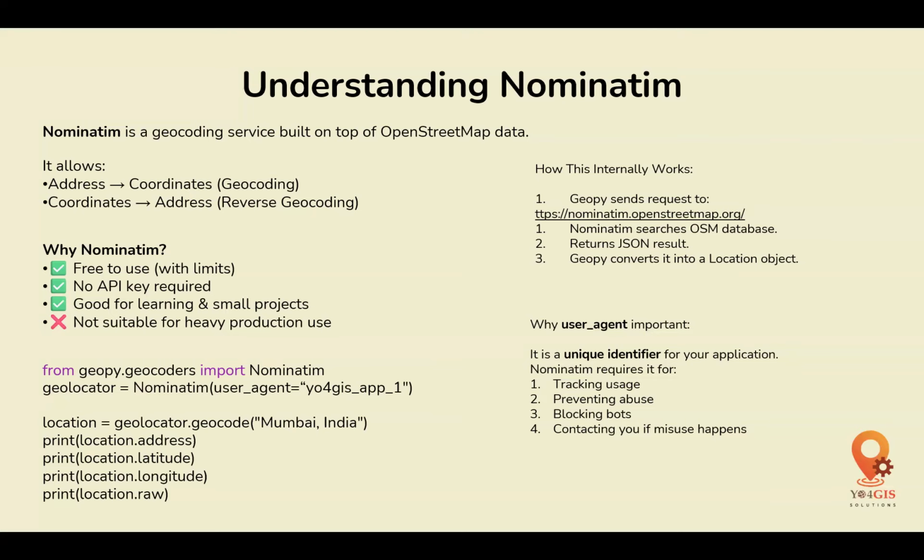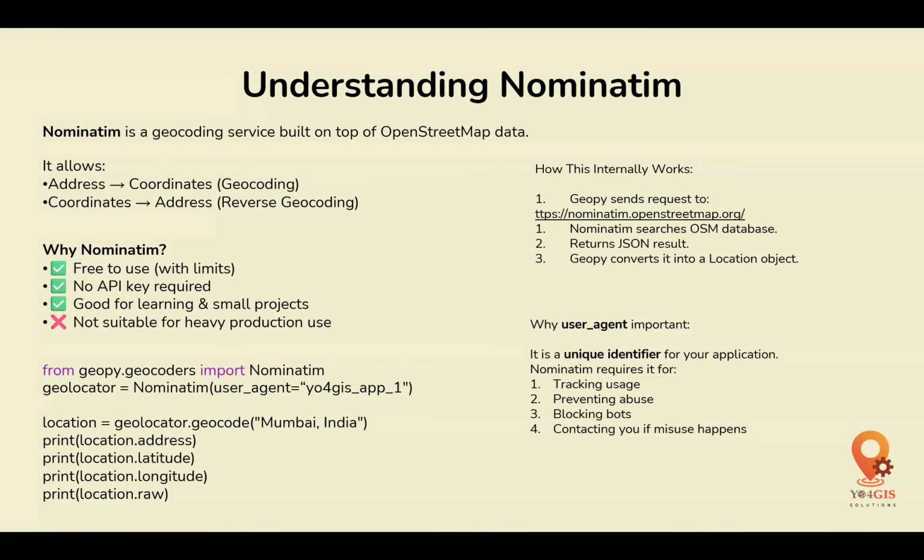But all these services are paid services. We have only one free option. What is the name of the map? OSM map. Correct? We all know about that. On top of the OSM map, we also have a geocoding service. That geocoding service developed on OSM map is called Nominatim.